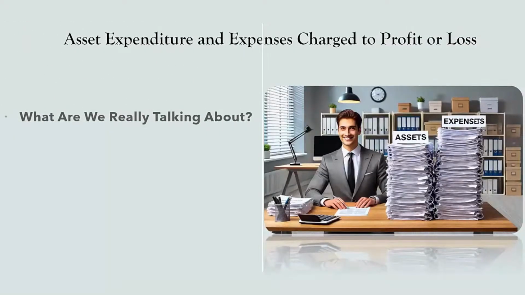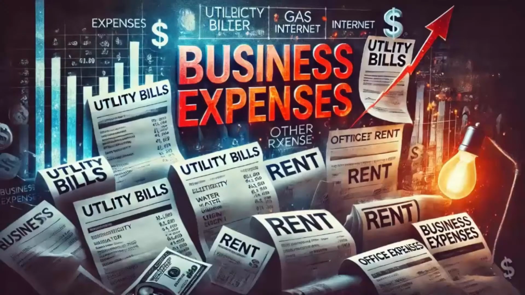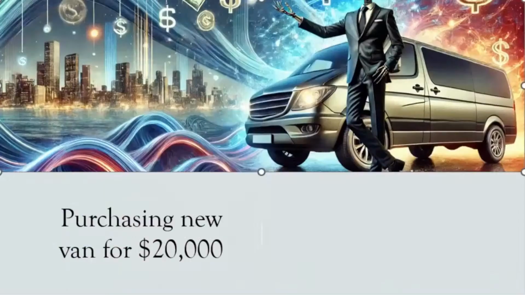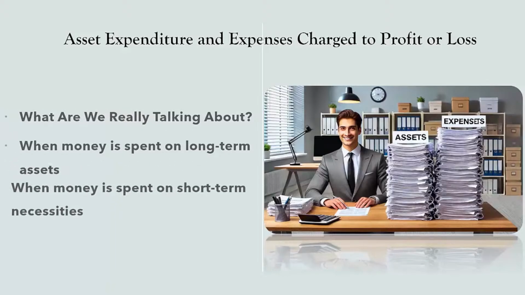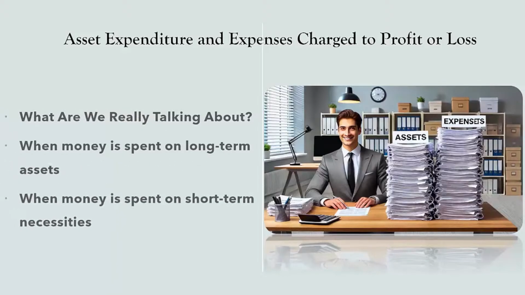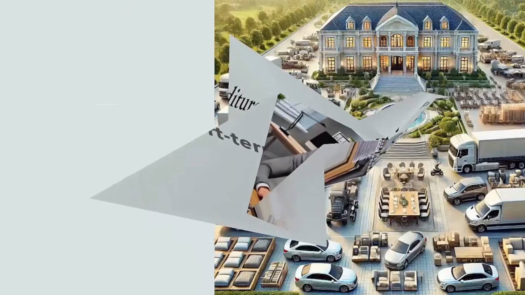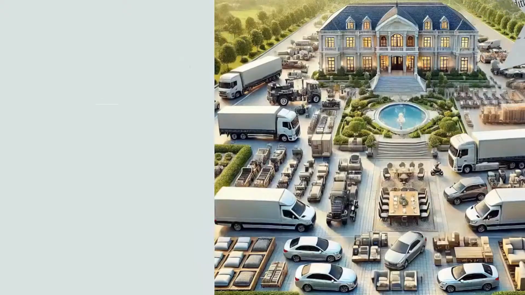Every business spends money on different things. Some expenses are for short-term needs, like paying the utility bill or buying paper for the office printer. Other expenses are for long-term benefits, like purchasing a delivery van or upgrading machinery. When money is spent on long-term assets, things that help the business over multiple years, it's called asset expenditure. When money is spent on short-term necessities, things that are used up within the year, it's called expenses charged to profit or loss. The critical thing to understand is that these two types of spending are treated very differently in the accounts. Let's break them down.